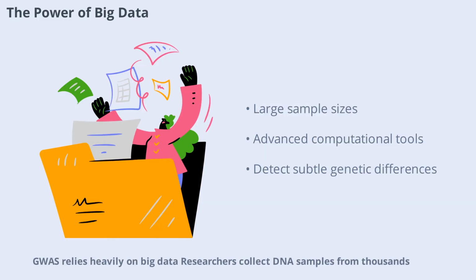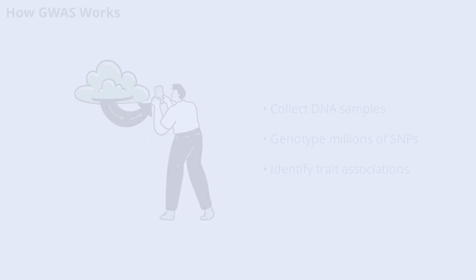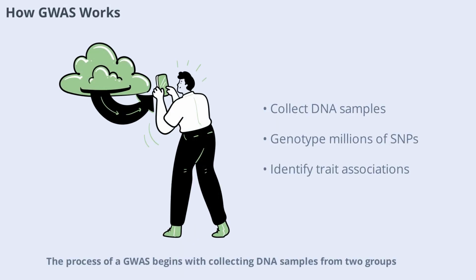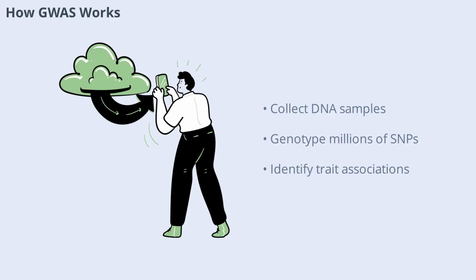GWAS relies heavily on big data. Researchers collect DNA samples from thousands, sometimes even millions of people. This massive scale is crucial because genetic differences that influence traits are often subtle and require large sample sizes to detect. Advanced computational tools and statistical methods are used to sift through the data, searching for patterns and associations. The more data available, the greater the power to uncover meaningful genetic links, making GWAS a cornerstone of modern genetic research.